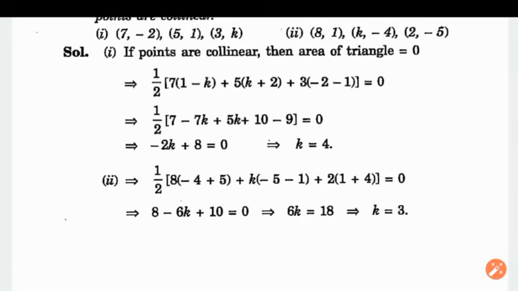So hope the concept is clear, that when the given points are collinear, area must be 0, and you know the formula to find area of a triangle. Okay.